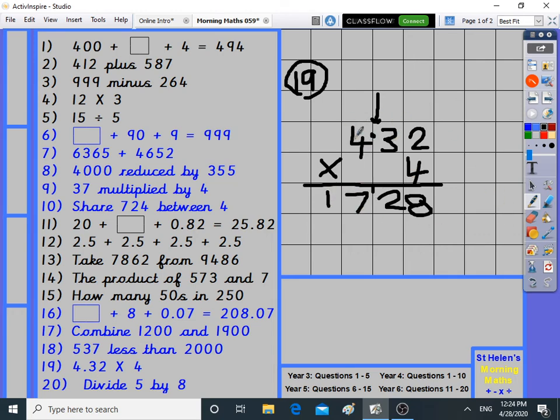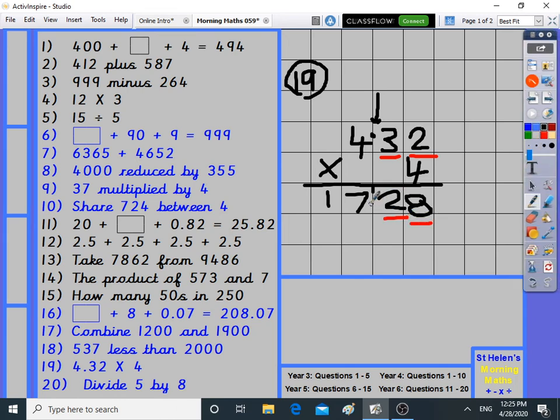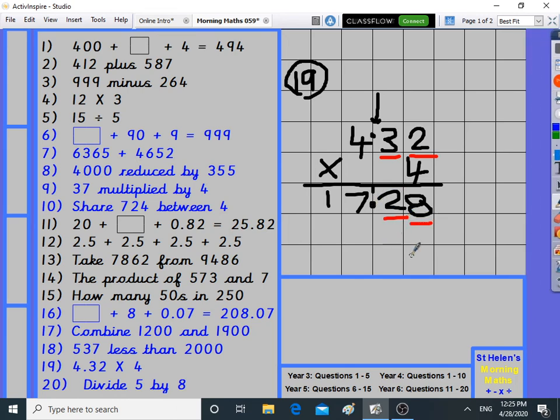Well, this is roughly 4 and a bit. Let's pretend it's 4 for a minute. 4 times 4, it should be about 16. 1,728 is not about 16. But with 2 decimal places in the question, 2 decimal places in the answer, 17.28, that is about 16. 17 is pretty near to 16. So I'm happy with 17.28 as the answer.